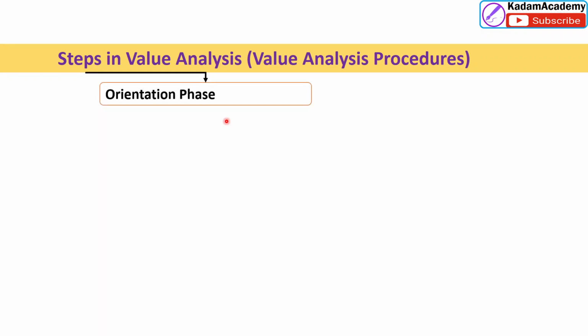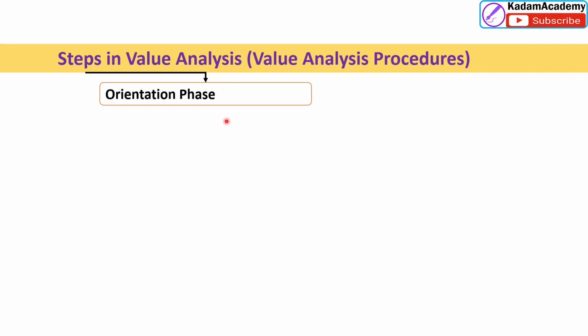Under the steps, we are going to start with the orientation phase. This phase involves clear identification of problems, selection of projects, formation of teams, laying down the objectives and targets, and in-depth training of all team members. It can be represented as: select, establish, plan, appoint, prepare, review, and fix the responsibility. This is the orientation phase.